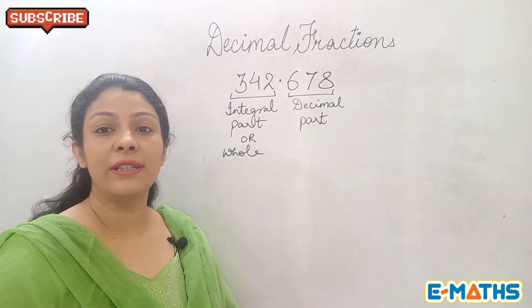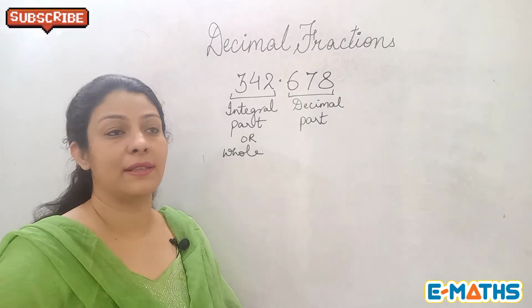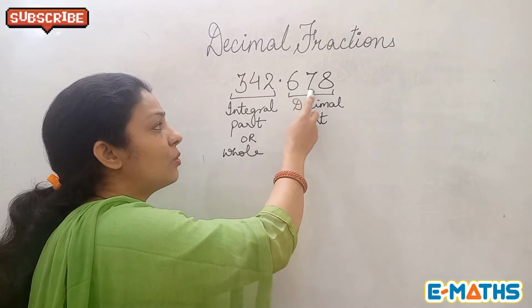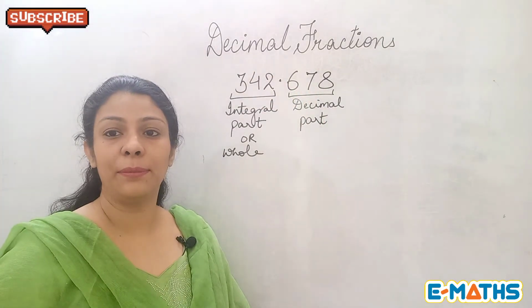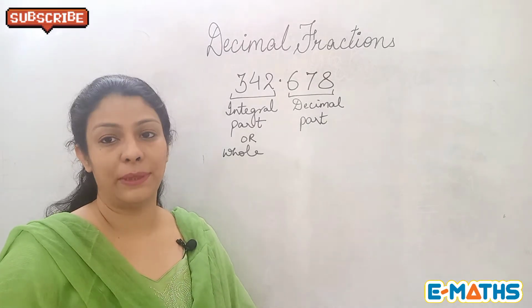And the number of digits in the decimal part are known as the decimal places. Like here we have 1, 2 and 3 digits, that means this number has 3 decimal places.